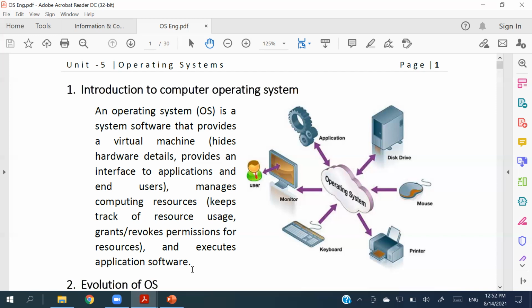Now, what is a virtual machine? What are they terming as a virtual machine? Now, virtual machine means, now think about a bicycle.